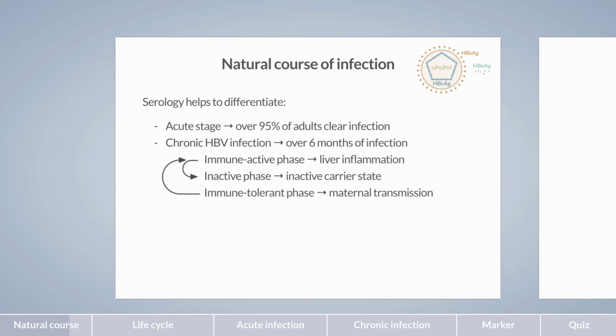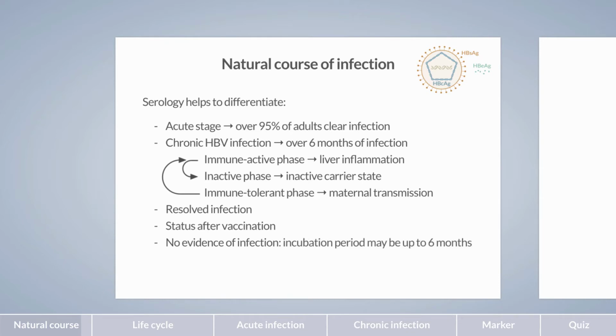Serology is also able to detect a past resolved infection. Furthermore, it can be used to detect whether a patient has been vaccinated against hepatitis B. Finally, negative hepatitis B serology indicates that there is no evidence of infection. However, a negative serology does not necessarily mean that there is no infection. Because the incubation time may be as long as 6 months, serology should be repeated if there is a well-founded suspicion of infection. An algorithm will be presented here of how these phases can be differentiated.